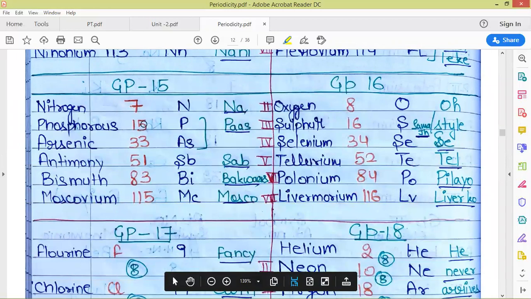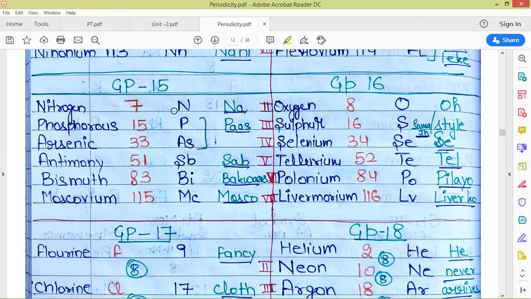Next we have the nitrogen family. Here two friends are discussing the results. One of them is named Moscow, and the other friend is telling Moscow: na pass, sab bakwas. So these are the symbols for this group.